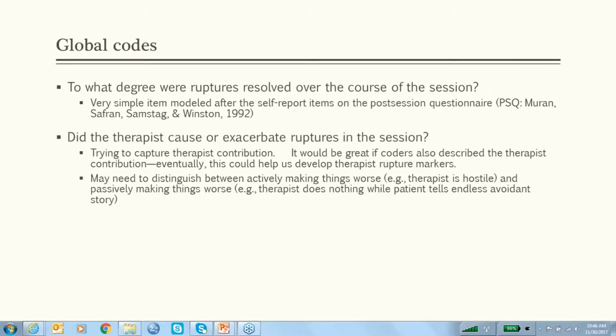Just from my own coders using this, another thing we'll be thinking about for the future is whether we need to distinguish between therapists actively making things worse, for example, being hostile, and passively making things worse. So, for example, something's happening and the therapist isn't doing anything about it. The patient tells endless avoidant stories. The therapist never stops the patient, never redirects the patient, never comments on this. The therapist's passivity is contributing to the withdrawal increasing, but maybe that's different than a therapist who's actively hostile. We'll have to see if those phenomena have different relationships with outcome and if we need to distinguish between them more.